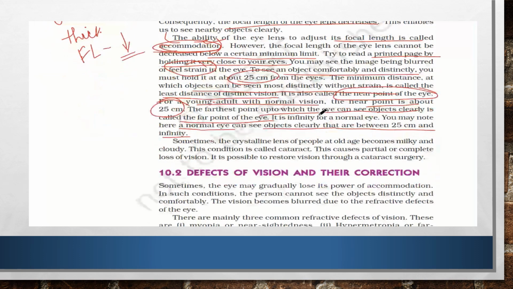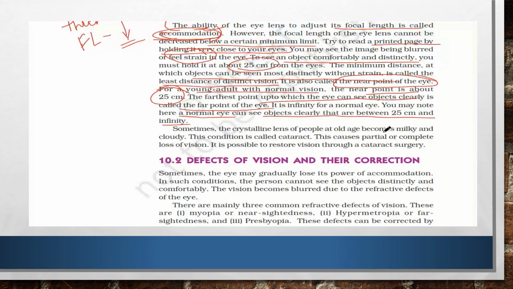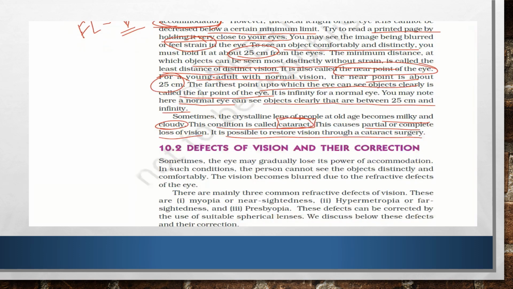Sometimes the crystalline lens of people at old age becomes milky and cloudy. This condition is called cataract. So they need to get it removed. This causes partial or complete loss of vision, and it is possible to restore vision by cataract surgery. The lens is a soft crystalline structure, so at old age it becomes milky and cloudy after years and years of hard work. So eyes are also doing hard work, right? You know that your grandparents at times get cataract surgery. So they try to restore the vision by doing a cataract surgery.